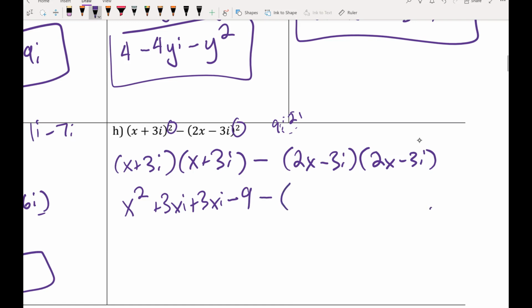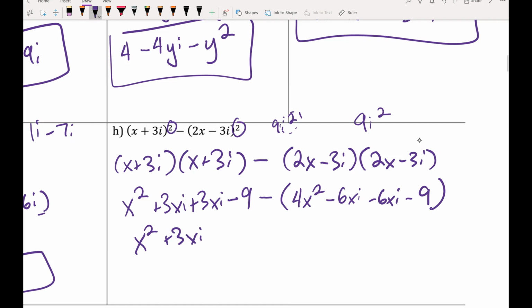Minus, in a big set of parentheses here, 2x times 2x is 4x squared, minus 6xi, minus 6xi, and again, minus 3i times minus 3i is a positive 9i squared again, so I'm just going to make that a minus 9. And if I distribute my negative into my parentheses, remember that just means that I'm going to change all the signs. So x squared plus 3xi, or actually I can combine some like terms here first to clean that up a little bit. 6xi minus 9 minus 4x squared.